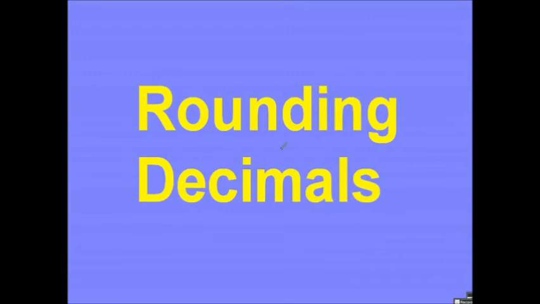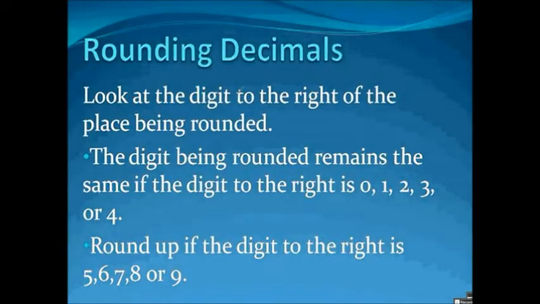Okay, well right now what we're going to talk about is rounding decimals. With rounding decimals, it says here you want to look at the digit to the right of the place being rounded. So let me go ahead and give you an example. What if we had the example of 34 and 21 hundredths? And we wanted to round to the tenths place.